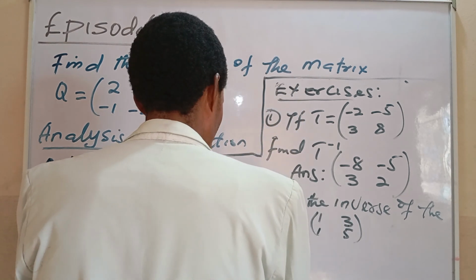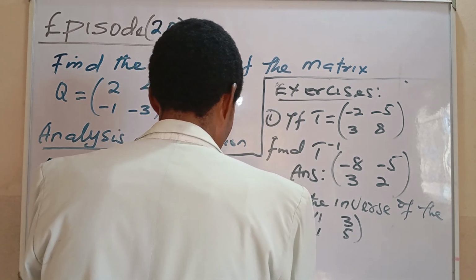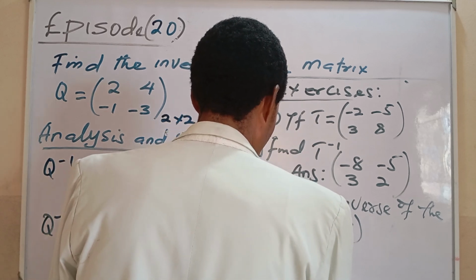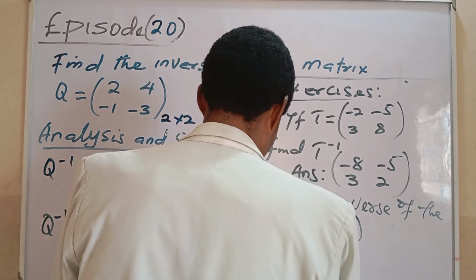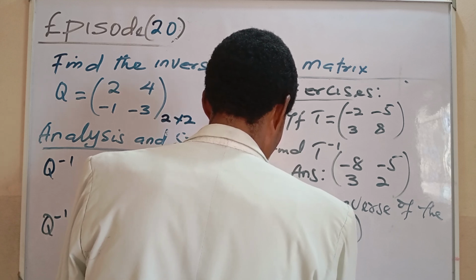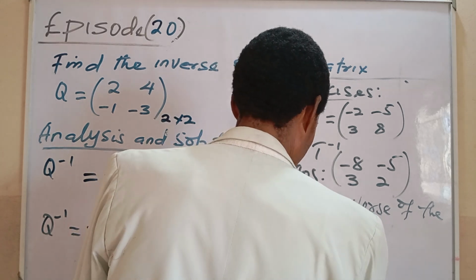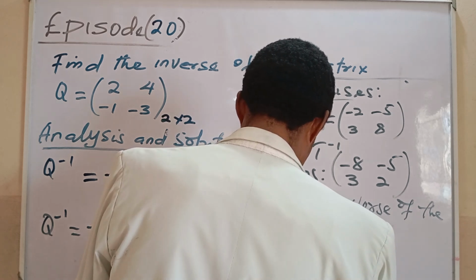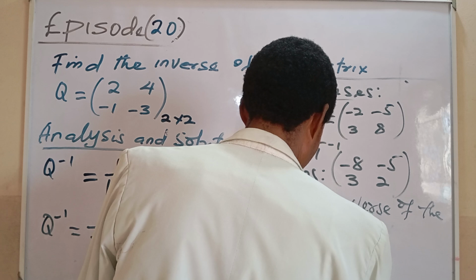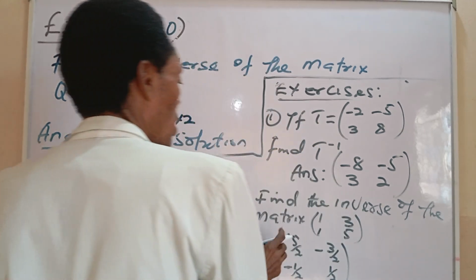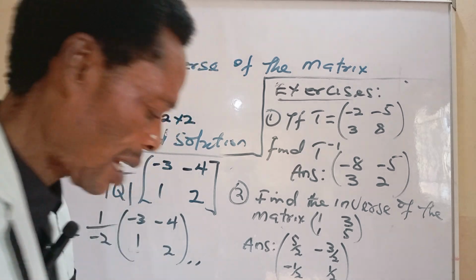So the answer to this one also is 5/2, then minus 1/2, then minus 3/2. Then here we have half. So this is the answer to this. So I think that is all.